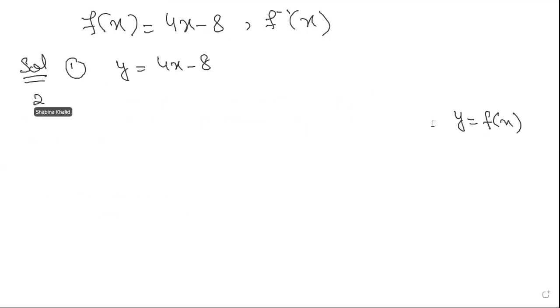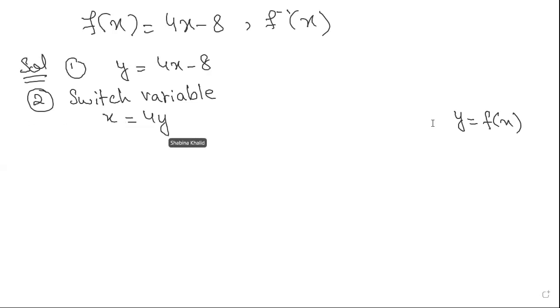Step number two, we simply have to switch the variables. Always remember this: switching the variables. And if you have to write it here, kindly write it, because it's good if you write it. Switching variables means whatever I have in x, I will change it into y. Like instead of x, I'm going to write x = 4y - 8.